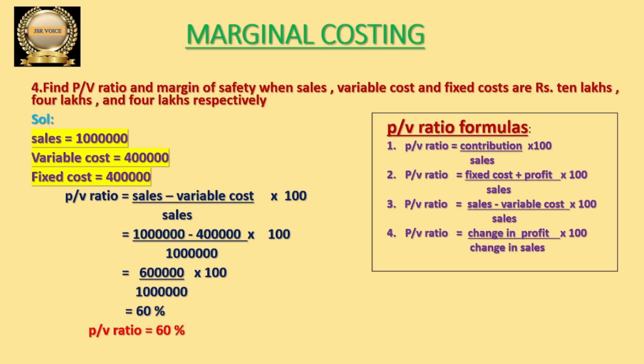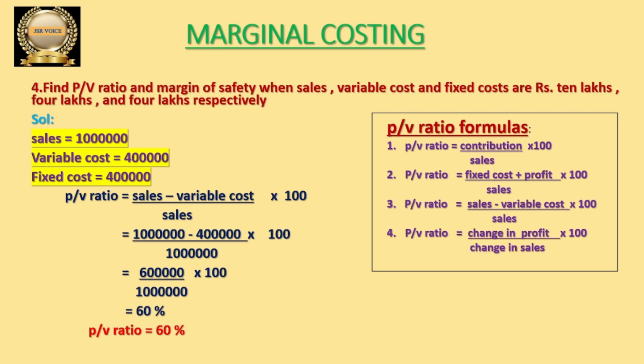Fourth question. Find PV ratio. PV ratio means profit volume ratio and margin of safety. So we have to find out two here. PV ratio as well as margin of safety. When sales, variable cost and fixed cost are 10 lakhs, 4 lakhs and 4 lakhs respectively. So sales 10 lakhs, variable cost 4 lakhs, fixed cost 4 lakhs. That is the information they have given in the question. Three items information is there and they are asking us to find out PV ratio and margin of safety.